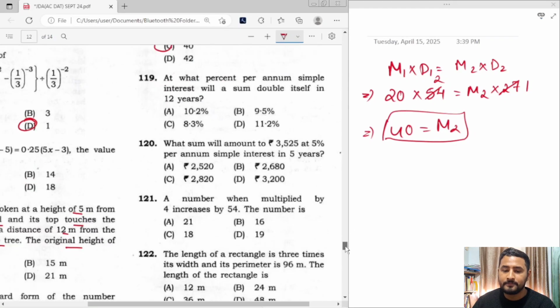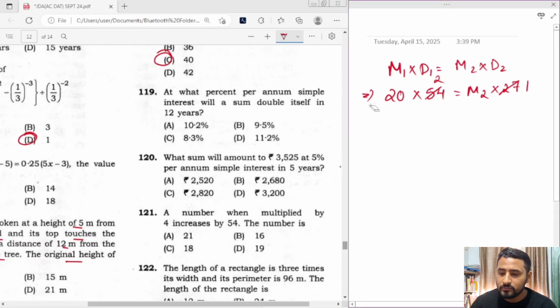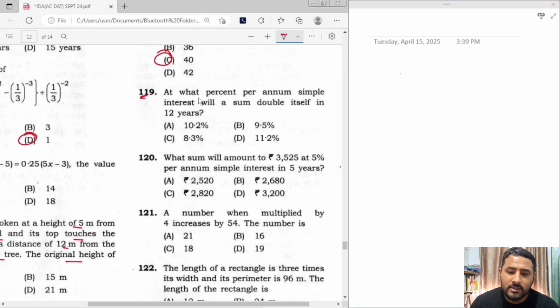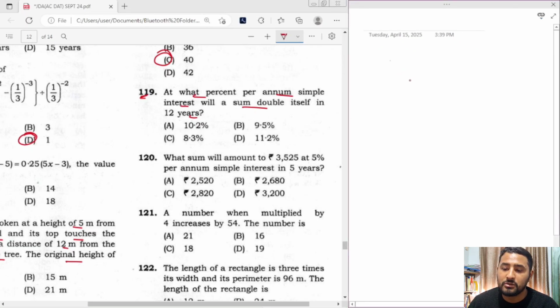119. Let's do question number 119. It says, at what percent per annum simple interest will a sum double itself in 12 years? To do this one, remember we have done it in our previous questions also. You should know the sum doubles itself.